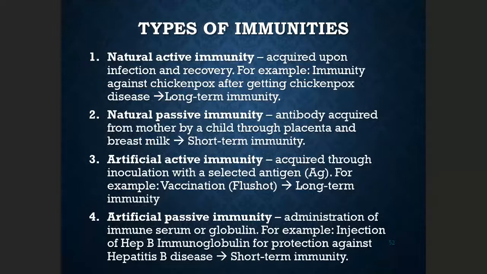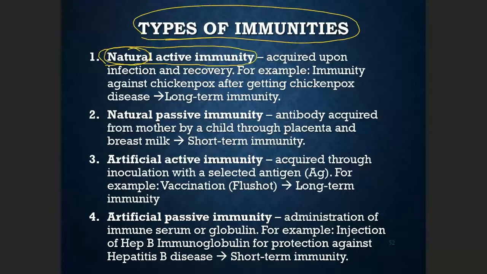Now, if we combine them together, then there are several types of immunity. The first one is called natural active immunity. And natural means from the natural cause, for example, chickenpox disease. So after chickenpox disease, what happened? We will produce the memory cell. It becomes active immunity. So therefore, natural active immunity will be long-term immunity. So after getting the chickenpox disease, we produce the memory cell, and then we become immune for a long time against the chickenpox, for example.